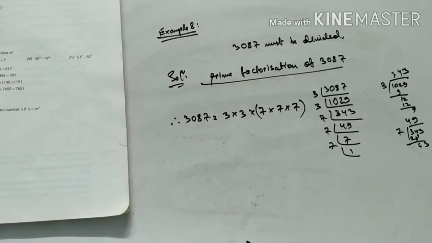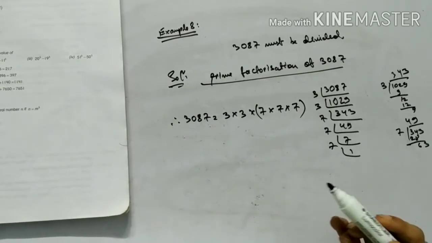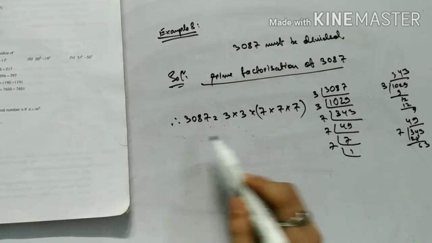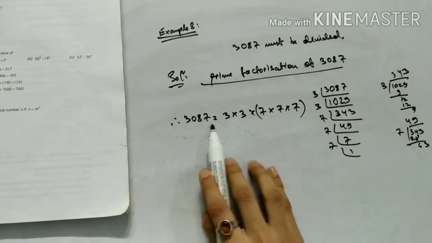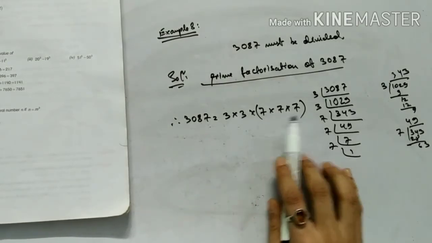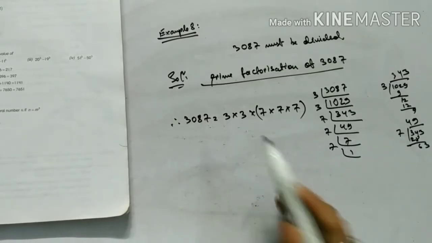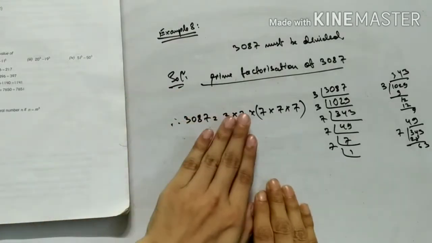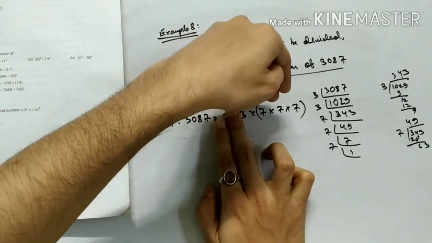Now, what is the smallest number by which 3087 must be divided so that the quotient becomes a perfect cube? In this prime factorization, I was able to make the group of factor 7, but I was not able to make a group of factor 3 because one factor 3 is missing here. So I will have to remove this 3 into 3. If I remove 3 into 3, then I will get 7 cube.